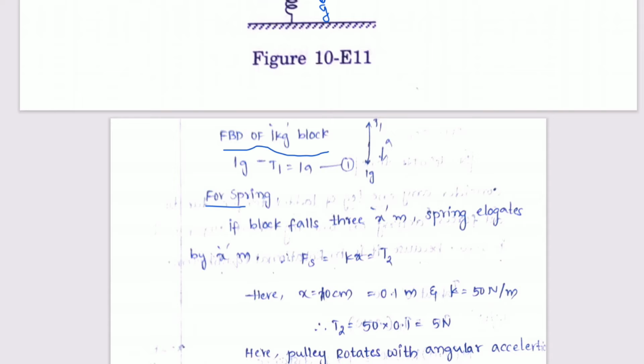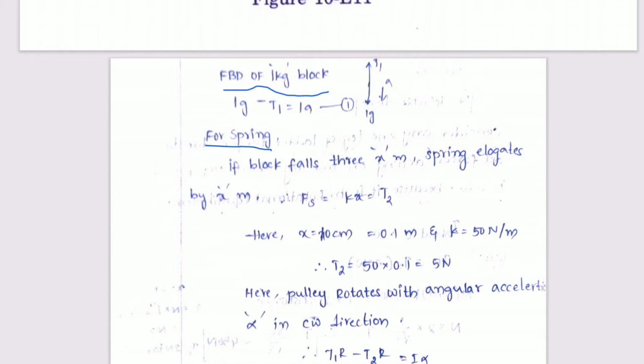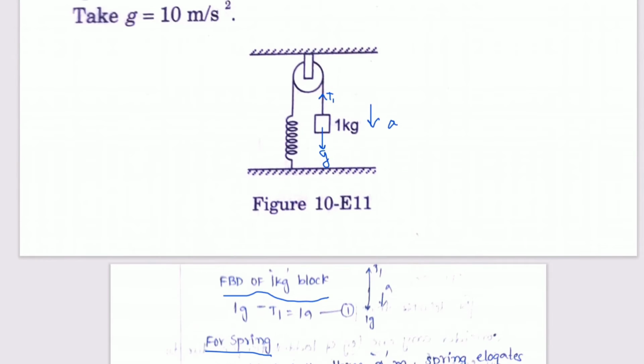For the spring, if the block falls x meters, the spring elongates by x meters. That means the spring is elongated, so Fs equal to kx equal to T2. T2 acts upon this.